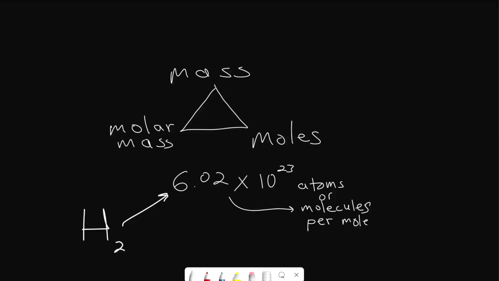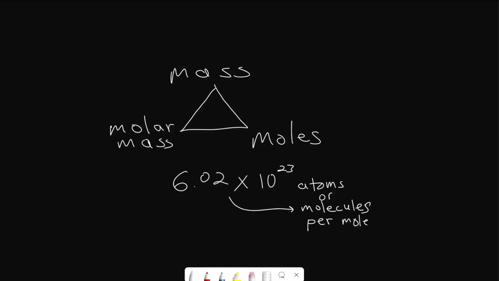So let's keep it simple. If we're talking about something that is monatomic, then we might just refer to the number of atoms. If we're talking about a molecule like H2 or even H2O, and so on, that might be the number of molecules, depending on how it's stated. So that's the first thing you need to be clear on.